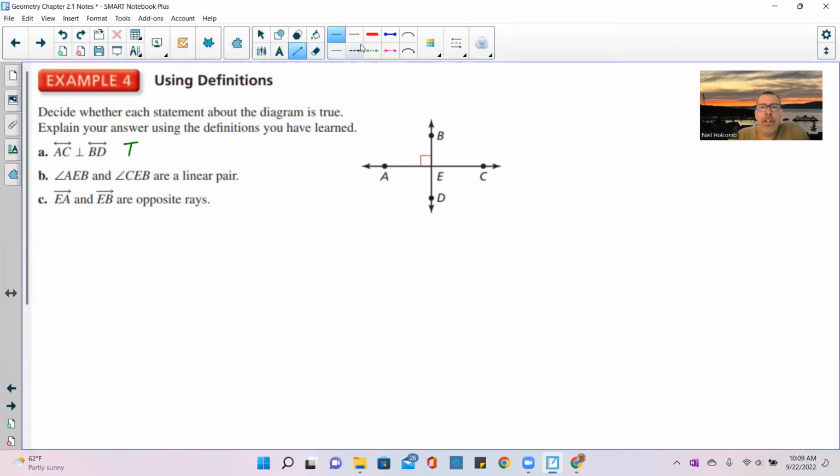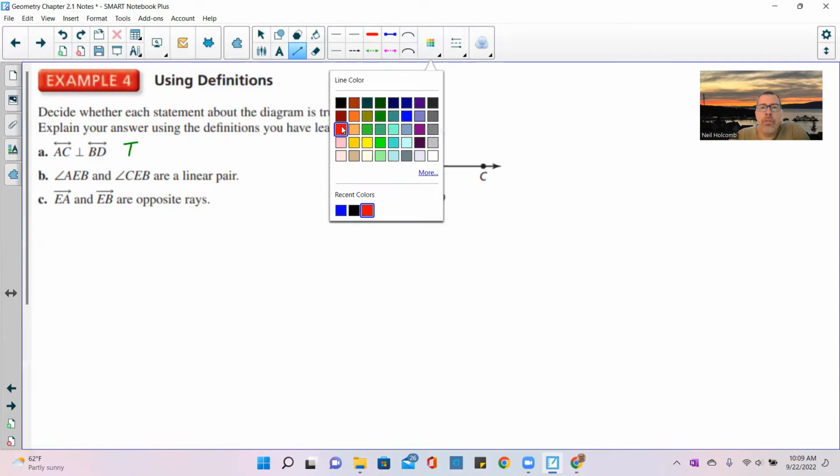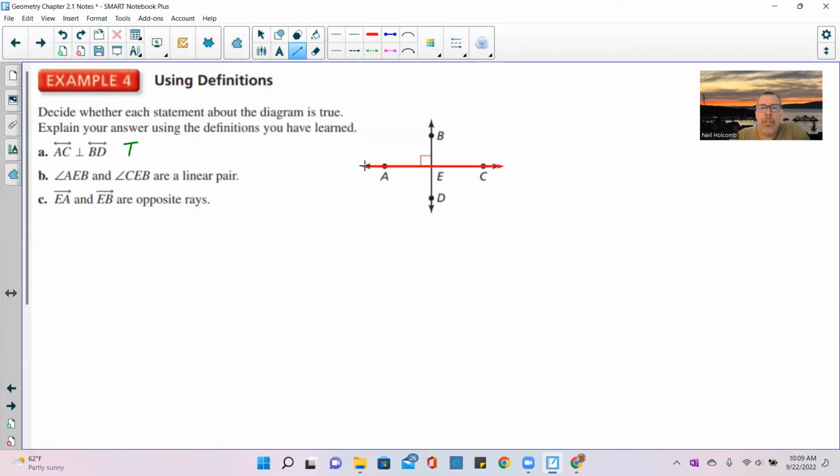Let me highlight that before I continue. There's a lot of things going on here. Let's make that a line a little bit thicker, and I'll use red. So we're talking about this line AC. All right. Angle AEB and angle CEB are both above the red line AC. And if AEB is 90 degrees, then angle BEC has to be 90 degrees because AC is a straight line and that's 180 degrees. So from here to here is 180 degrees.